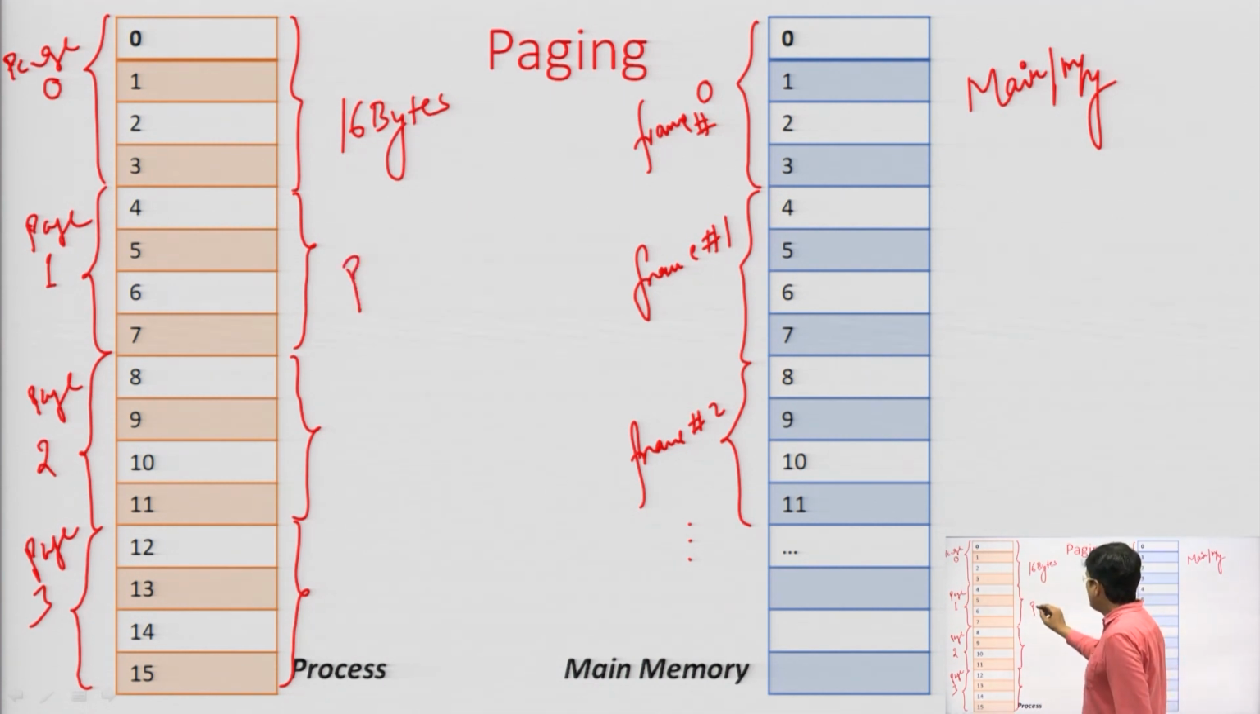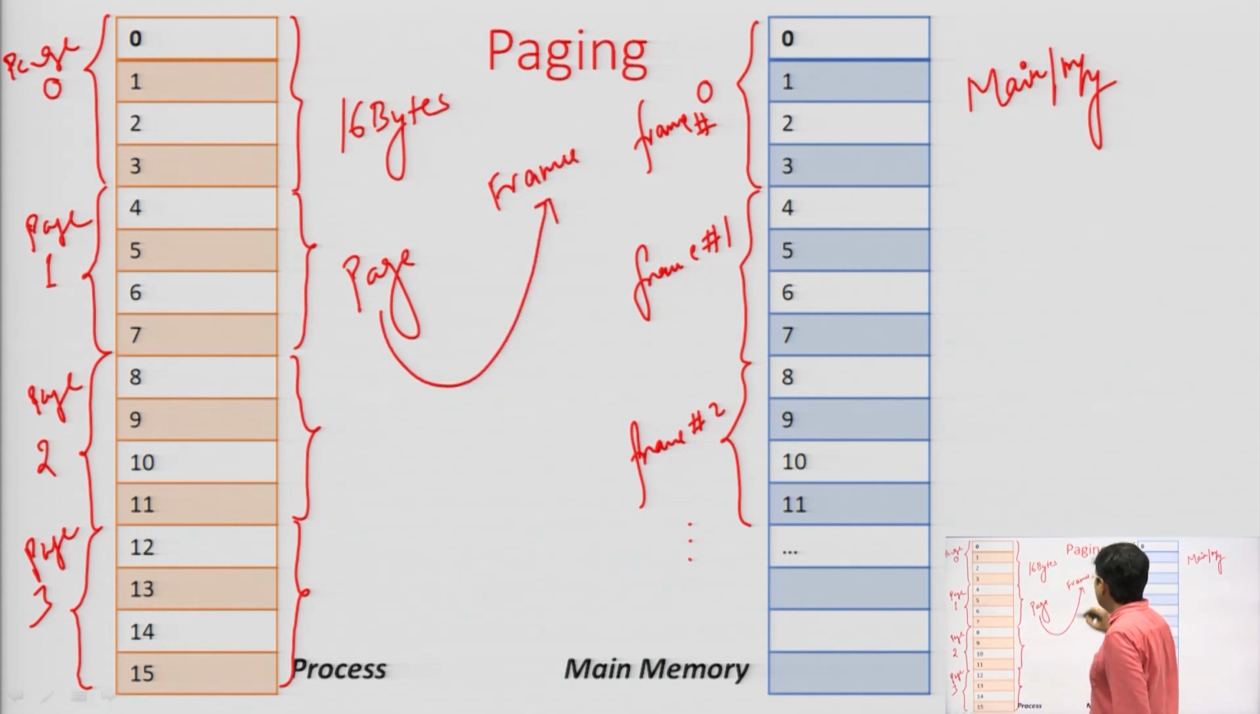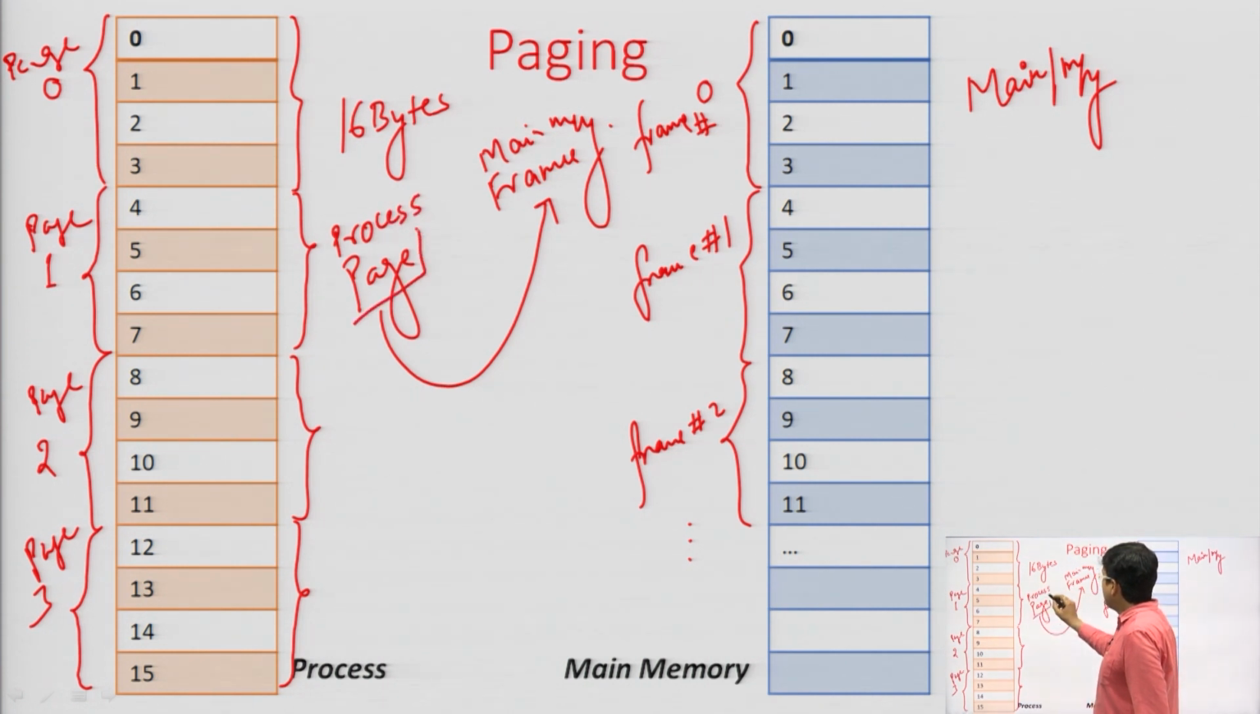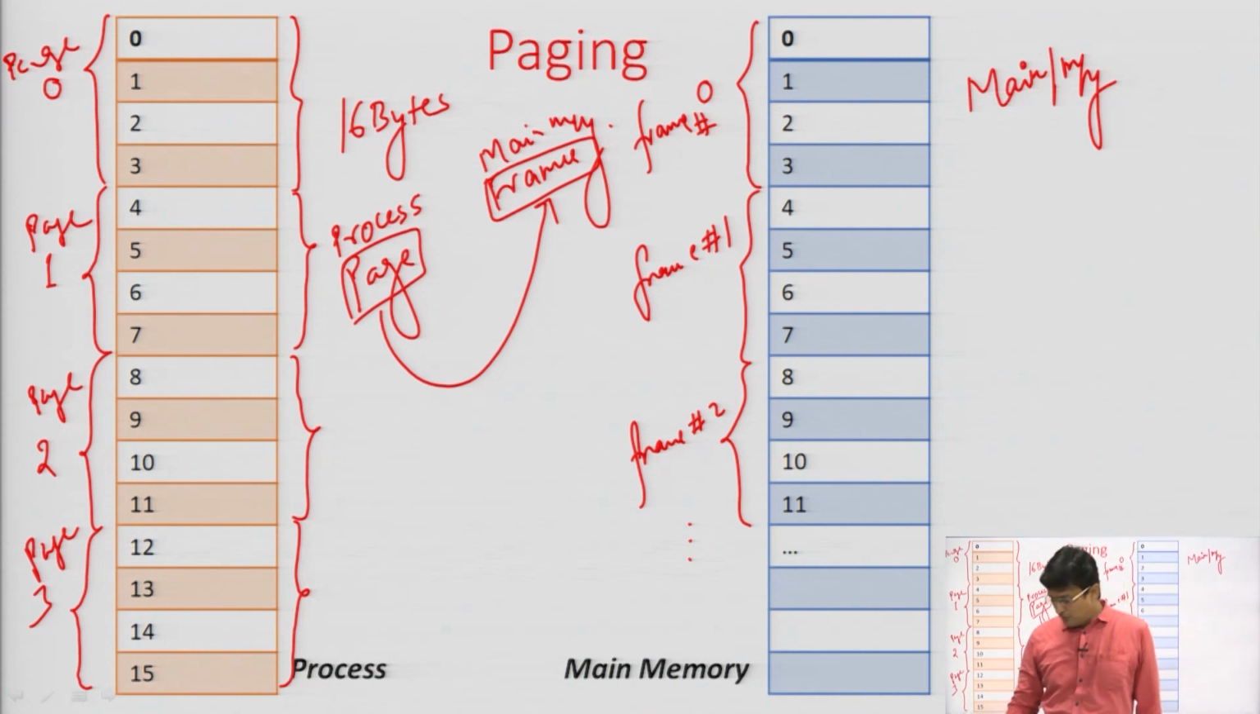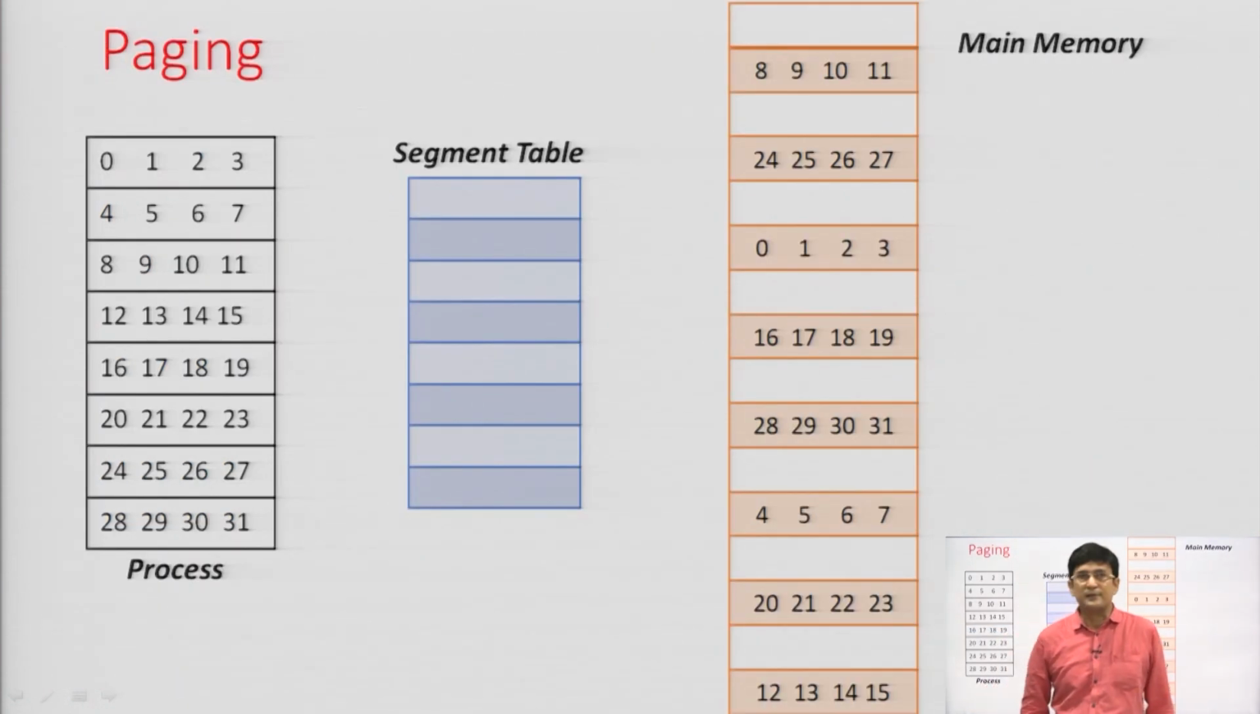So, there are two terms to remember here, one is the page and the other one is the frame. Pages get adjusted into the frames. Frames are there in the main memory and the pages are there for the process. Pages and frames are of equal size. Okay. Now, let us see this.